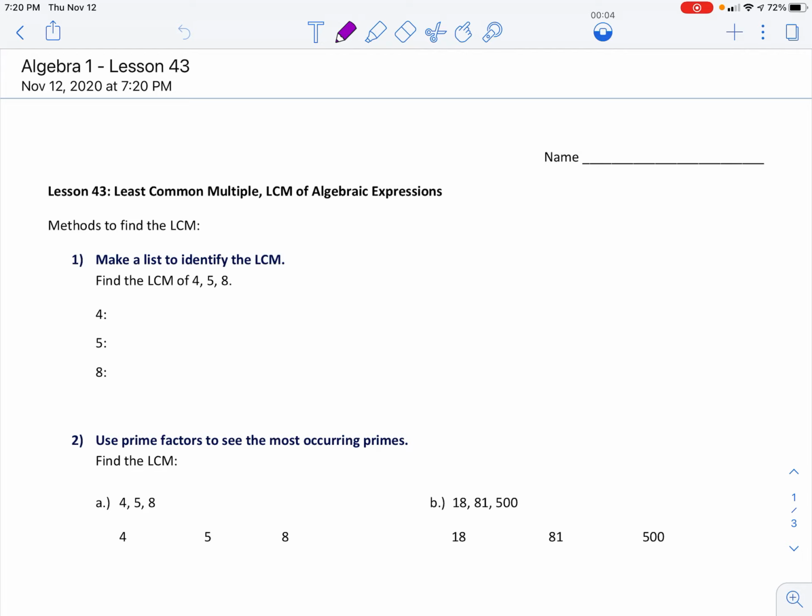Hello everyone. Right now we are going to look at lesson 43 together. We're going to be talking about the least common multiple and also seeing how the least common multiple works when we're dealing with algebraic expressions.